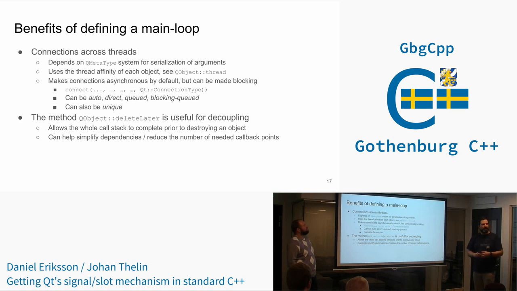But by choosing to have an event loop, they become thread-aware, because each thread has a main loop. So every QObject has what's called thread affinity. You can ask the thread method of QObject which thread this object belongs to, and you can move them between threads and so on, but they know which thread they belong to. And then you have a meta type system that allows you to serialize the arguments on your signals, which means that you can make connections across thread boundaries and not really care about it. All that happens is that the calls will become asynchronous.